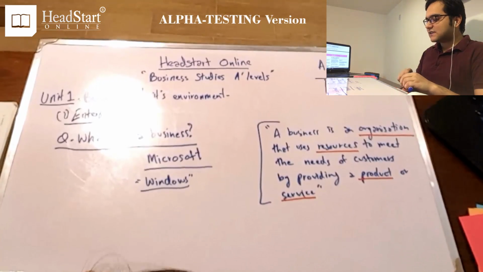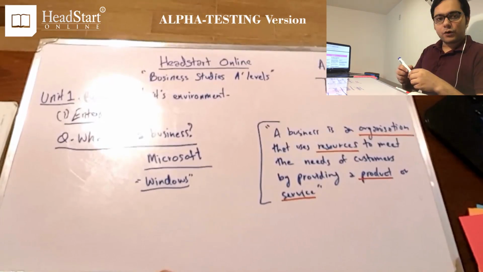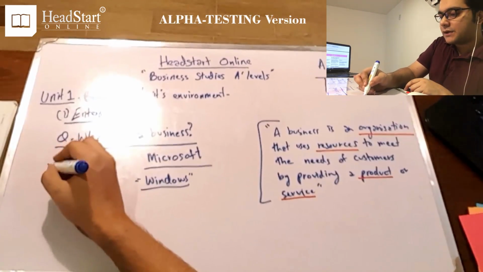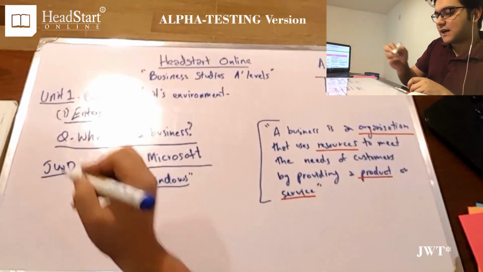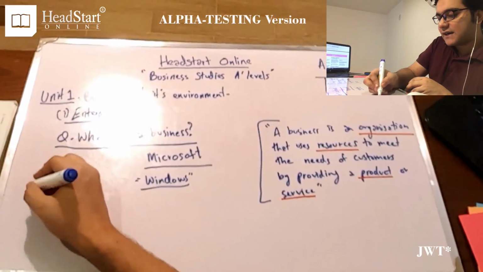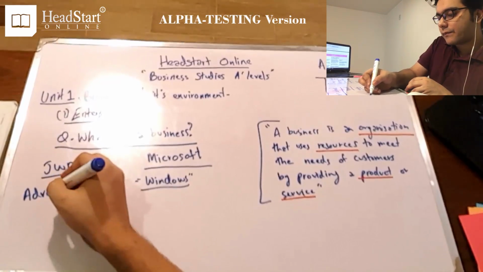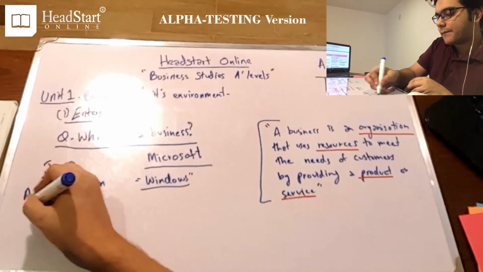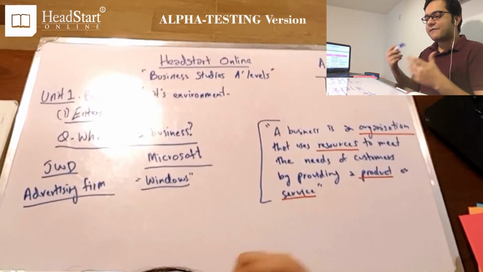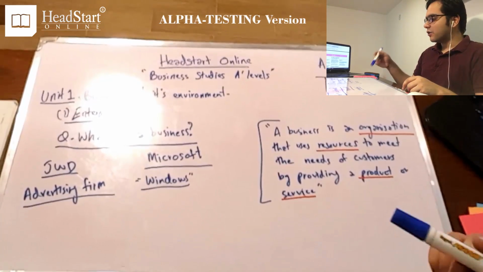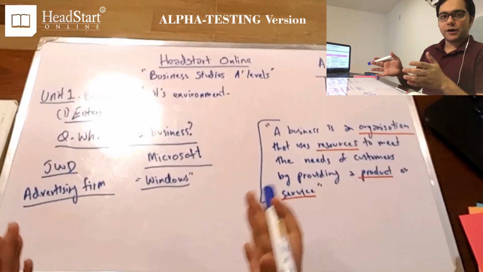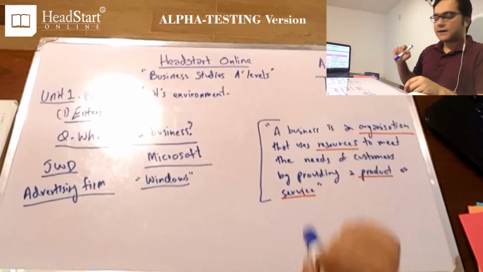Now, let's think of a business that provides a service instead. And of course, you can come up with companies like JWD in Pakistan. Now, JWD is an advertising firm. They provide advertising to their customers, so it's not a direct product. Advertising is not something that you can actually touch. It's not a tangible product. So that makes it a service.